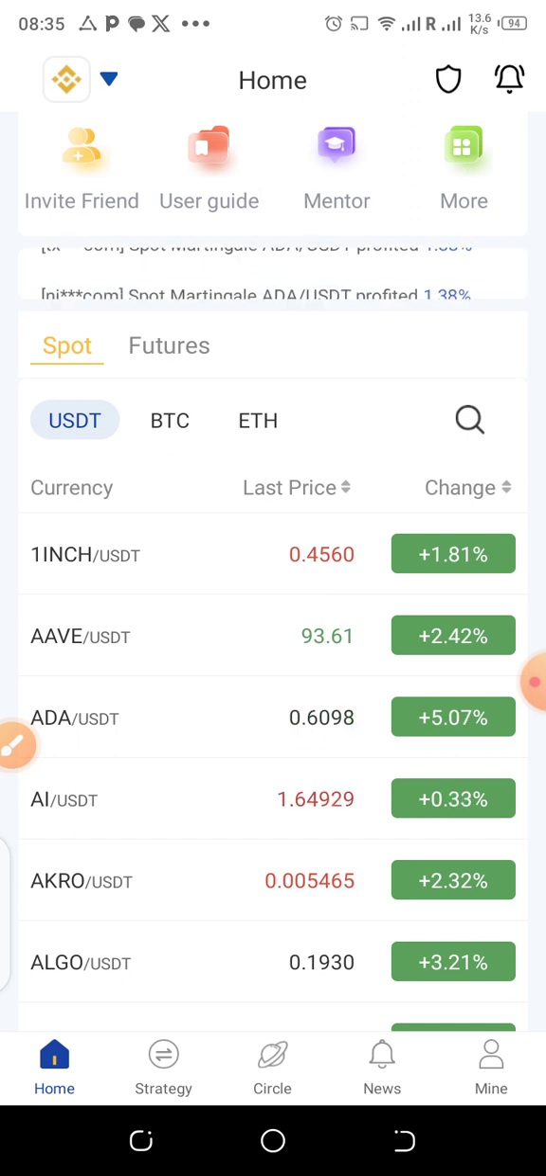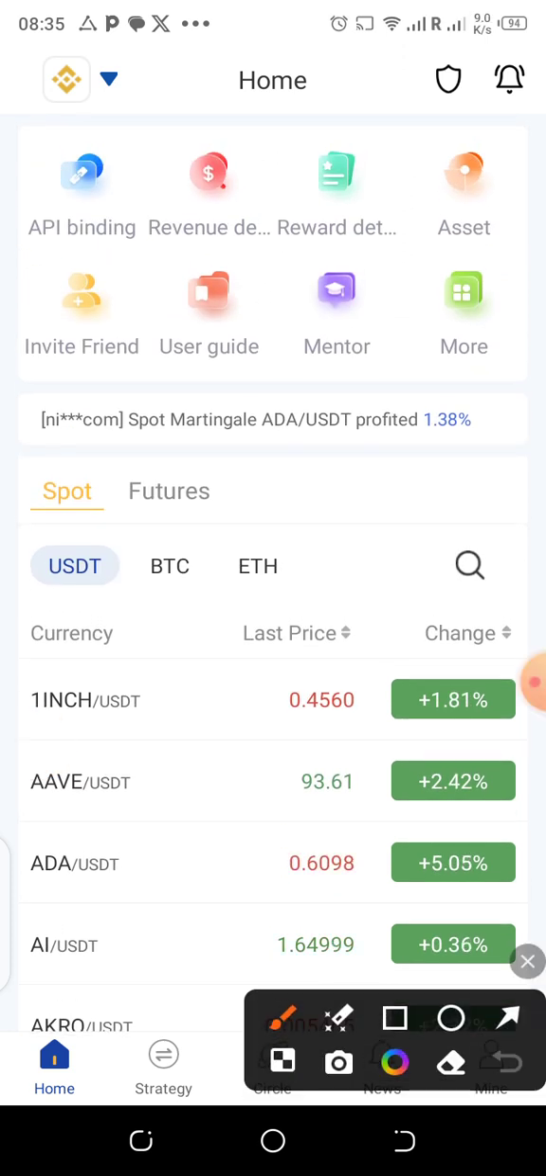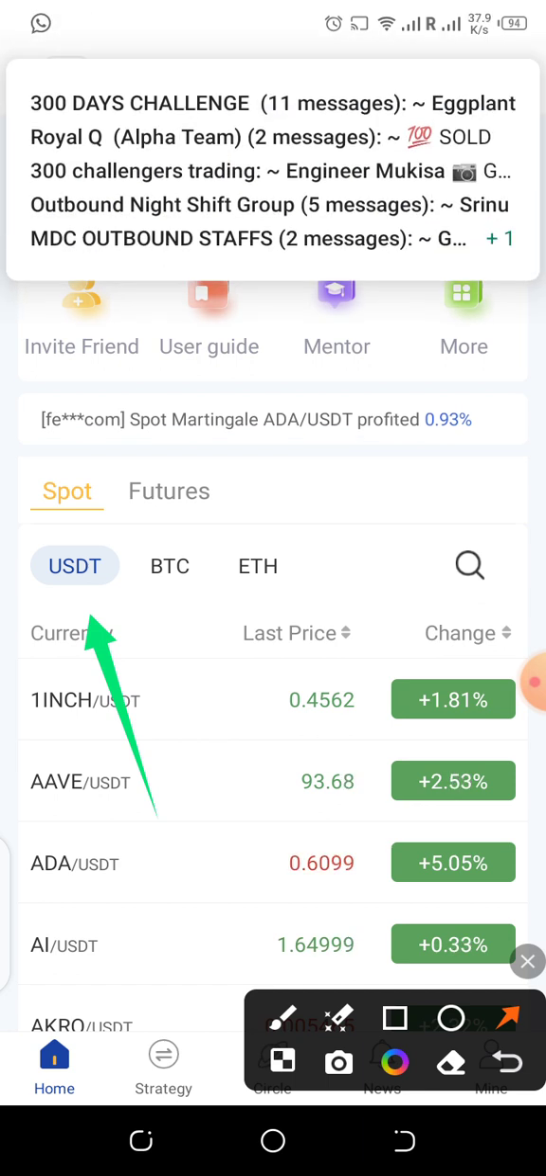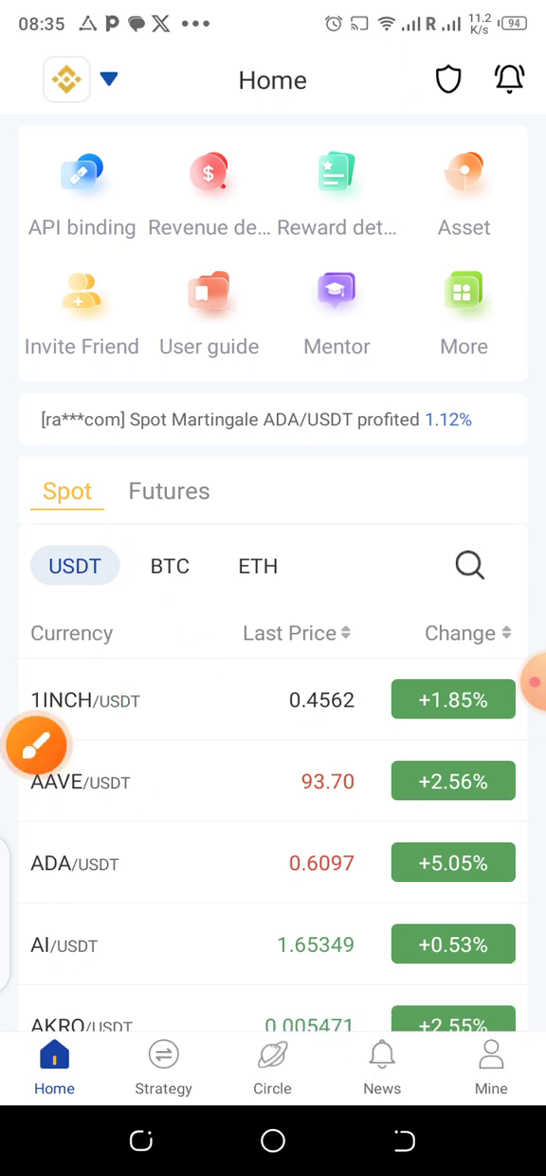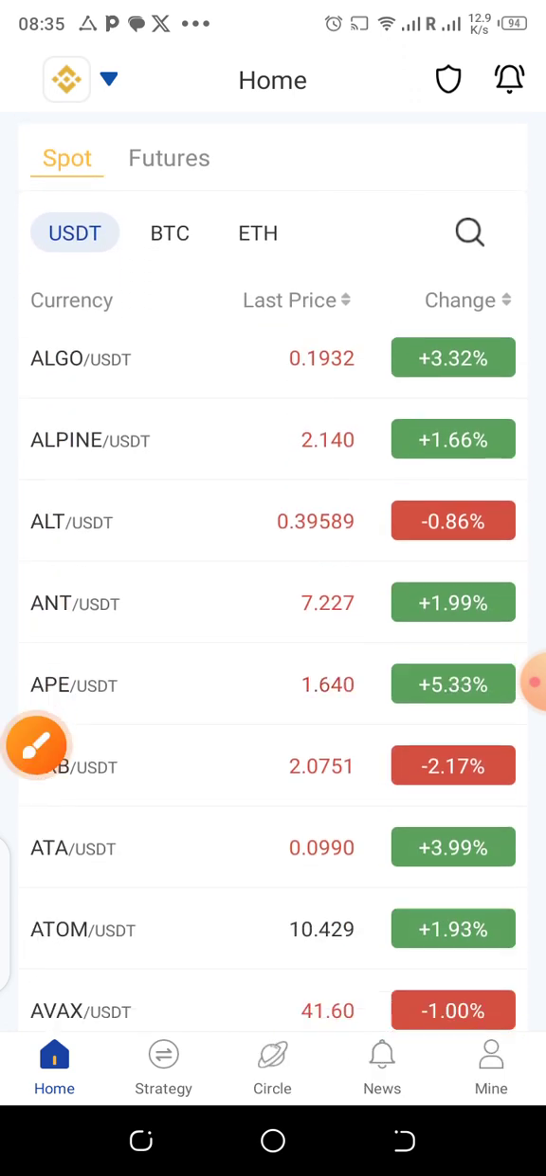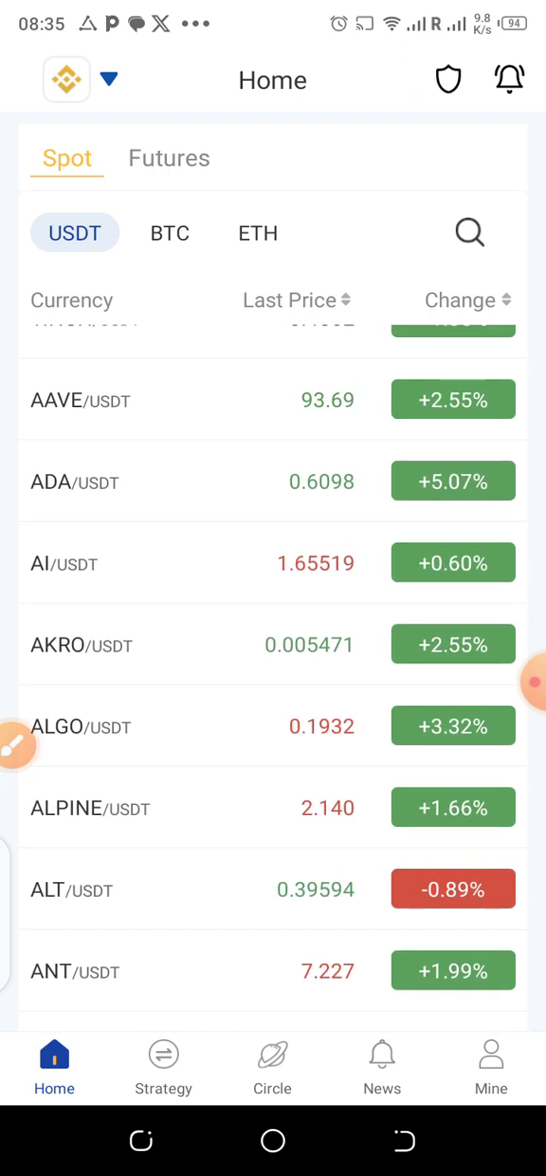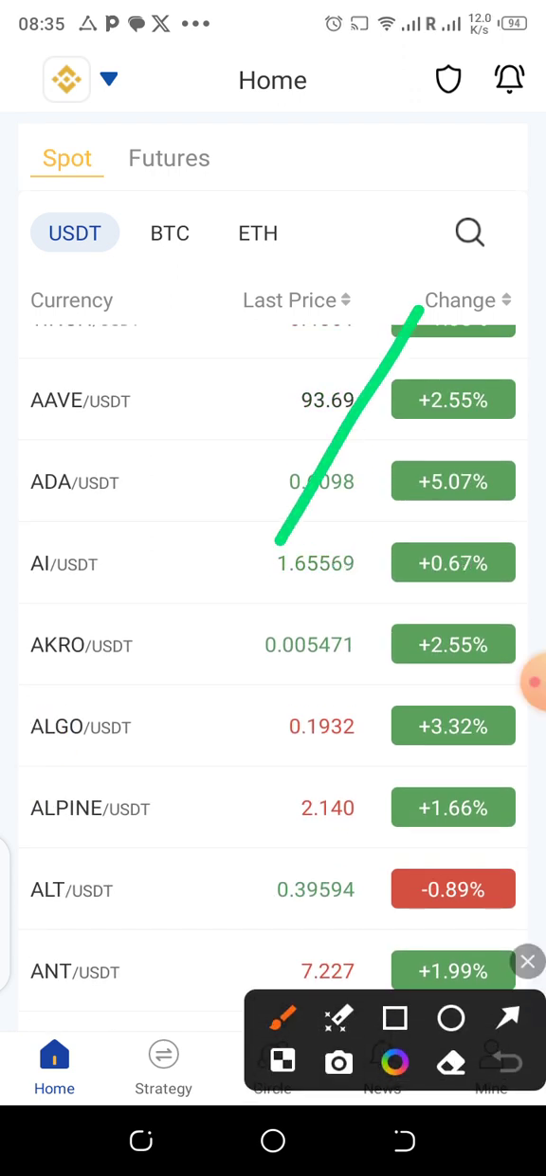After you have come to your RoyalQ application, make sure that this one is on USDT. Remember, we are trading other cryptocurrencies versus USDT. It must be on USDT and in the spot market. So you can scroll down and look for BTC. If not, come here on the search button.